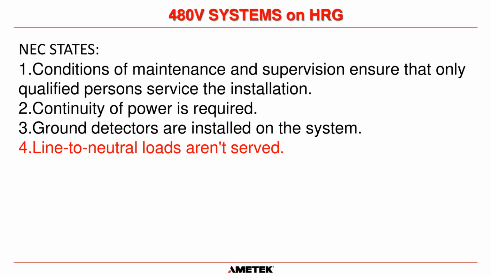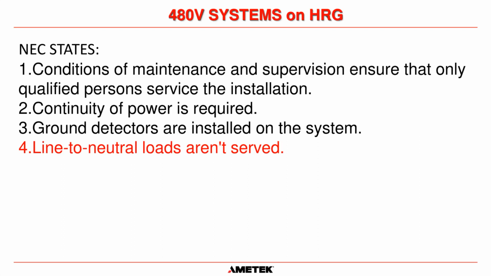an HRG system. And the benefits of running a high resistance ground system is if you do have a phase to ground fault, all of the systems can continue running without any issues whatsoever. You're supposed to be able to have a ground detector on it so you can find out where that ground fault is and remove the ground fault. So it's for plants that need continuity of power.